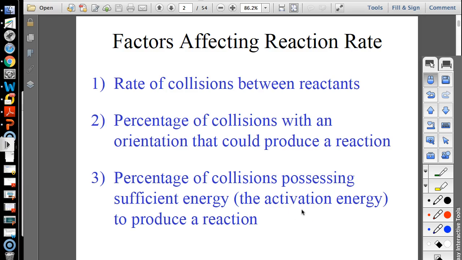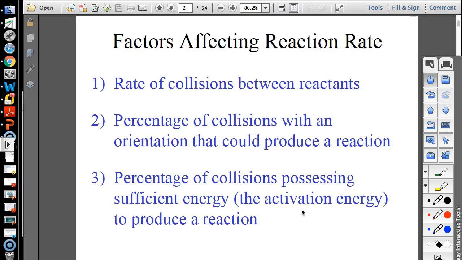So the rate of collisions between the reactants, obviously that's going to be affected by temperature. The faster motion is going to happen and more collisions are going to happen with a higher temperature. That's just common sense, hopefully. Depending on how they have to be oriented, not all collisions will have the right orientation, and so they may not produce a reaction because they won't be oriented correctly. And then some of them won't have sufficient energy to actually make the product. So they have to collide with enough energy.